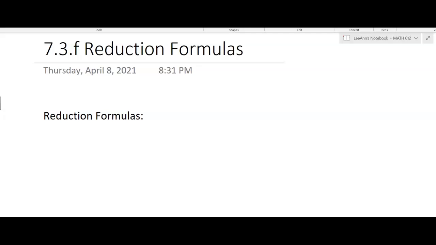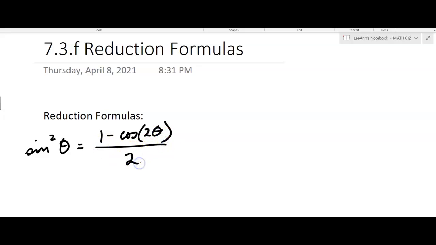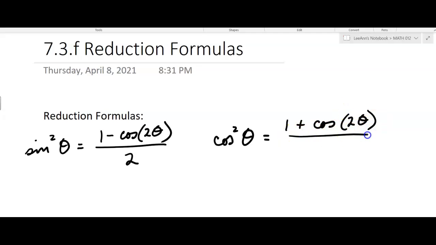Okay, so these are called reduction formulas, and there's 3 of them, and I'm just going to give them to you. So sine squared theta is equal to 1 minus cosine 2 theta over 2, and then cosine squared theta is equal to 1 plus cosine 2 theta over 2.